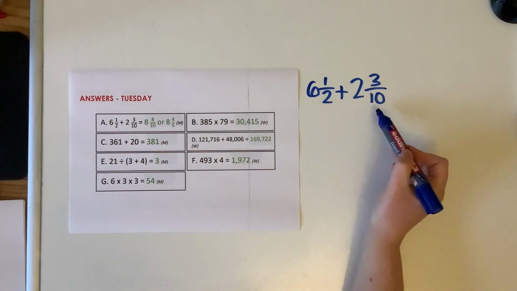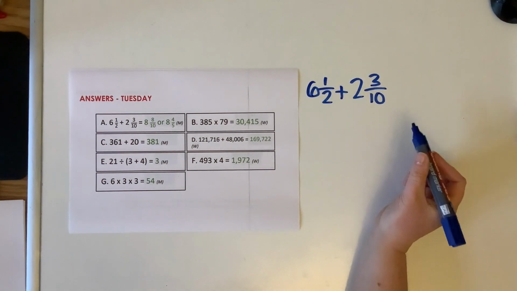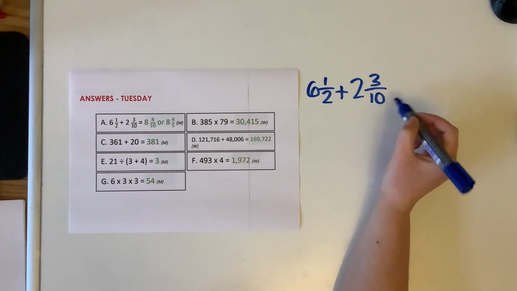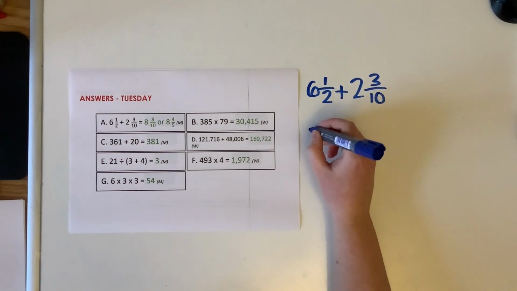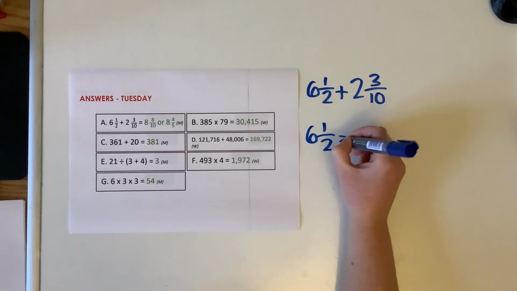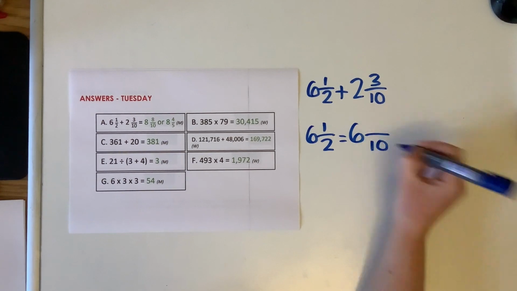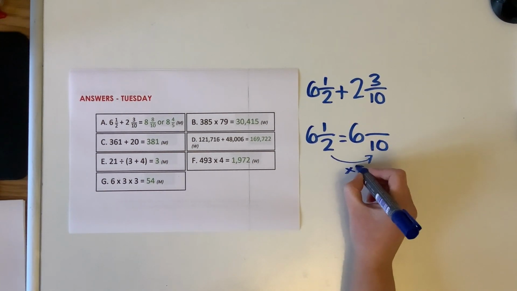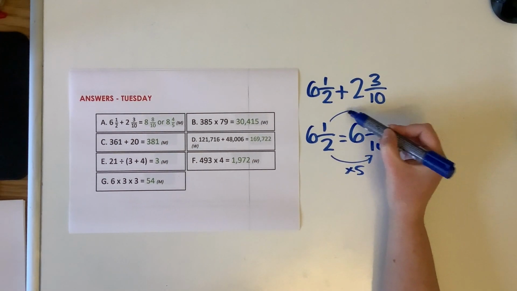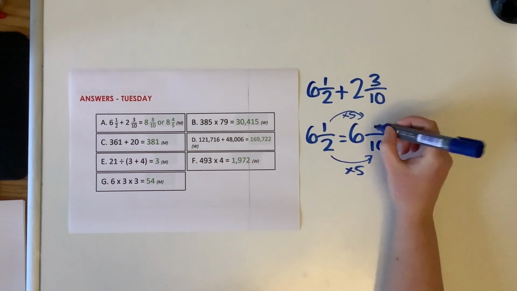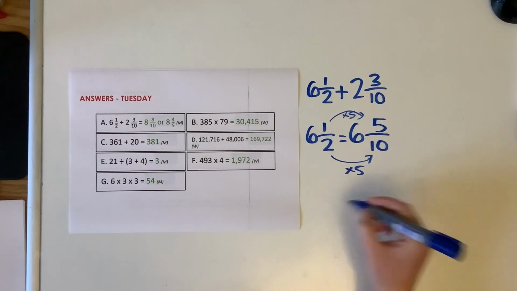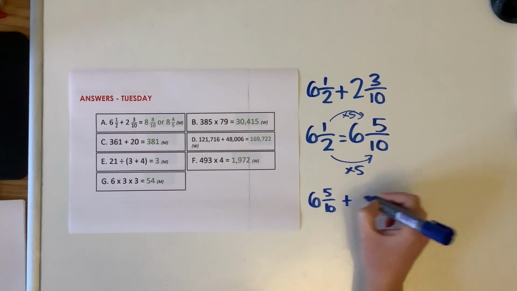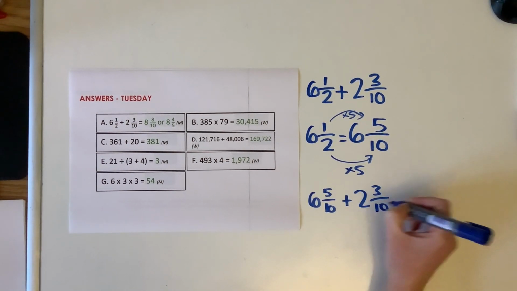So I'm looking for how I can make the denominators the same, and I recognise that this half I can convert so that the denominator is also tenths. So 6 1/2, I want to make it into tenths, so I think, what do I do to 2 to make it 10? I times it by 5, remembering that we do the same to the top. So 1 times 5 is 5. Now we can add those fractions, because now I've got 6 5/10 add 2 3/10.